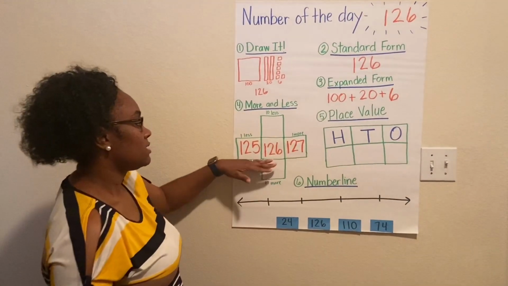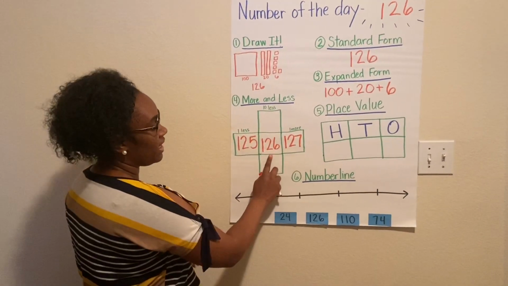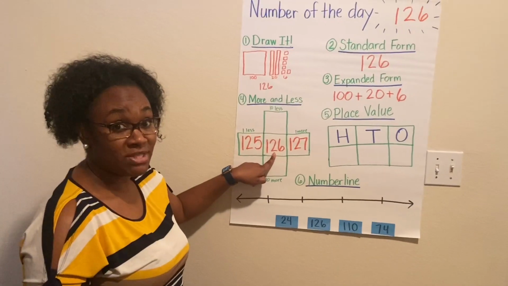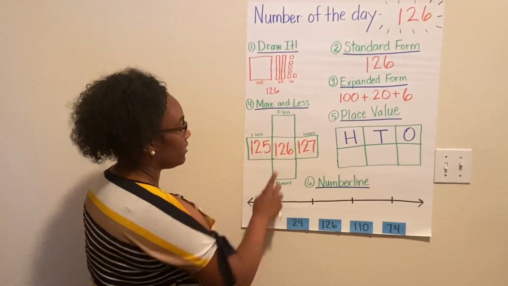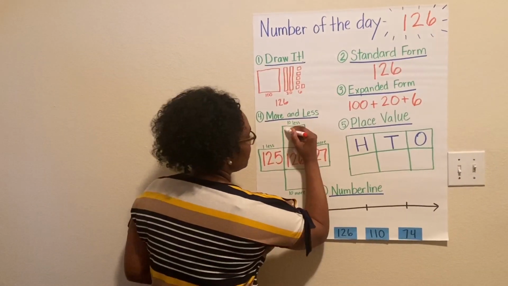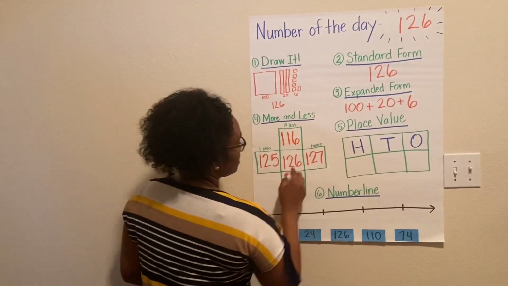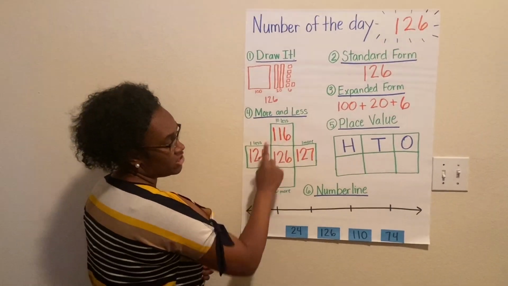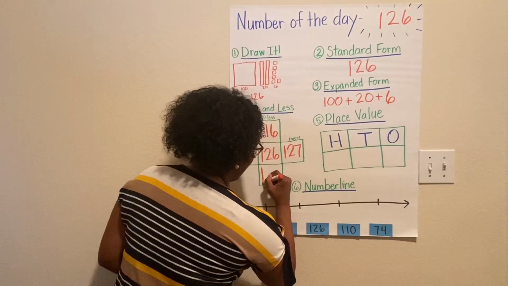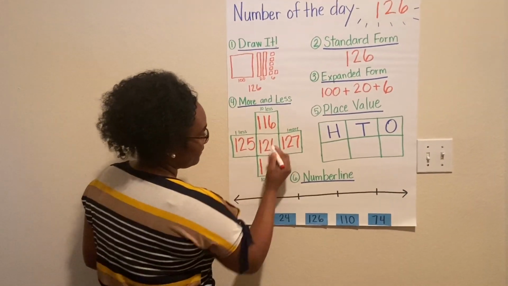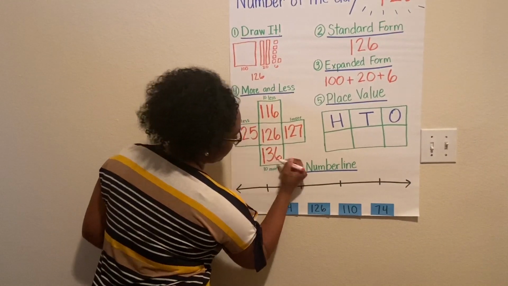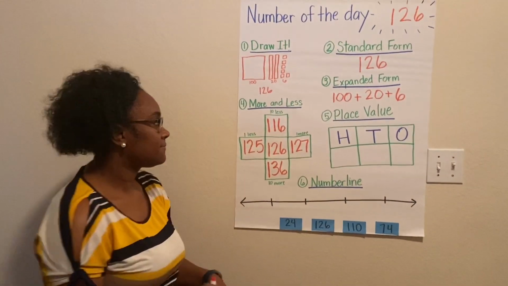1 more would make it 127. So now when we go 10 less, we're going to look at our tens place because we're going to take away a 10. This number has 2 tens. So we take 1 ten away. We know 2 minus 1 is going to give us 1 there. We're not taking any hundreds away or any ones. So 10 less will be 116. So we have 116, 126, and then we're going to add another 10 here for 10 more. It will go from 2 to 3. So 10 more will be 136.